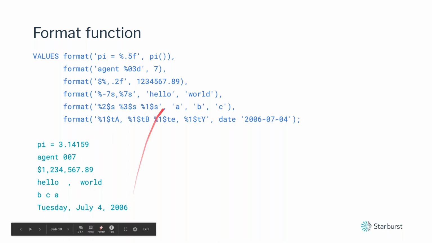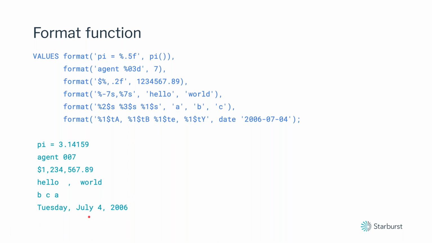And then we can print the date with the day of the week and then the month of the year as a name. And you'll definitely want to read the documentation to learn about all the different ways that you can use the format function, but it's really powerful and really handy when you need to format some values in a report.